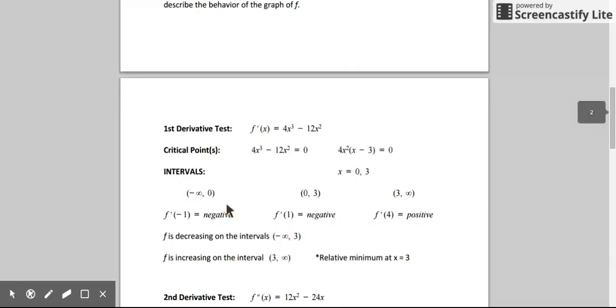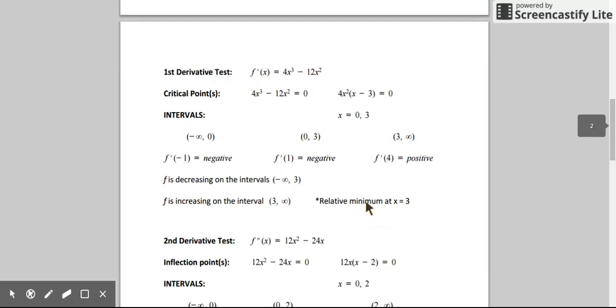So my graph is decreasing from negative infinity all the way up to 3 before it starts to increase. And right there, where I changed from a negative first derivative to a positive first derivative, or I went from decreasing to increasing, I must have reached a minimum. So we reached a minimum at x equals 3.